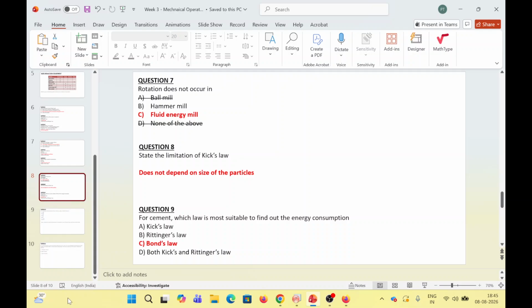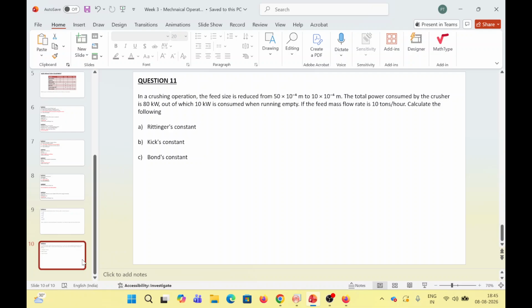Okay. So let's solve this problem before coming to the question number 10. So I'll read out the question. In a crushing operation, feed size is reduced from 5 into 10 to the power minus 4, that is 5 mm to 1 mm. The total power that is consumed by the crusher is 80 kilowatt, out of which 10 kilowatt is consumed when running empty. If the feed mass flow rate is 10 tons per hour, calculate the following: Rittinger's constant, Kick's constant, and Bond's constant.